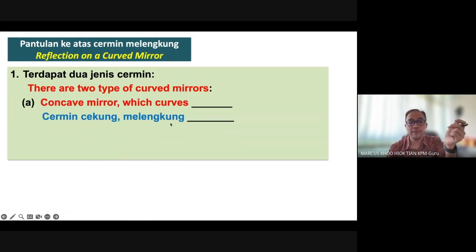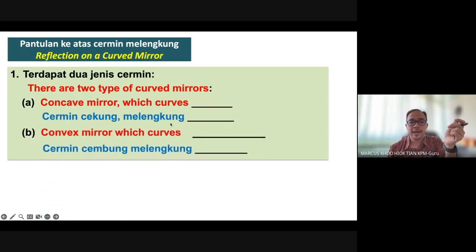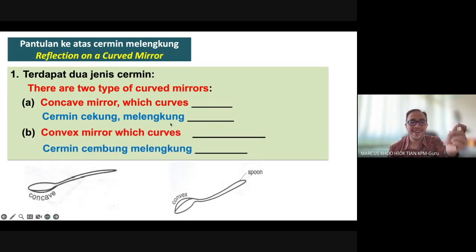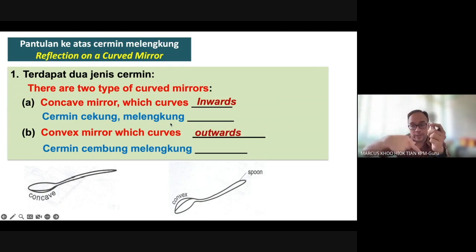The concave mirror curves inwards. This way is a concave mirror, manakala the convex mirror curves outwards. The best way to remember this is to look at the spoon. The place where you put the rice is the concave mirror. The place on the other side of the rice, or whatever it is that you use the spoon for, the other side is the convex mirror.